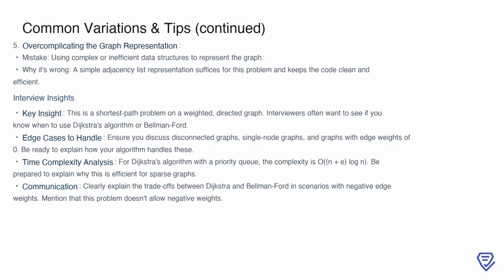For Dijkstra's algorithm with a priority queue, the complexity is O((n plus e) log n), which is efficient for sparse graphs. Lastly, be clear about the trade-offs between Dijkstra and Bellman-Ford. While Bellman-Ford handles negative weights, this problem explicitly states that edge weights are positive, so Dijkstra is the better choice.